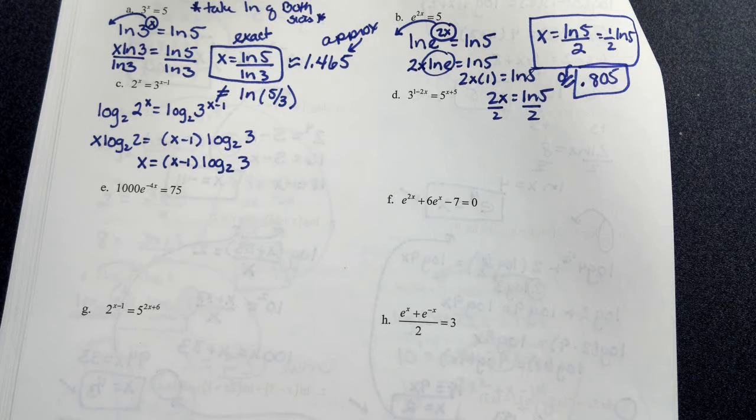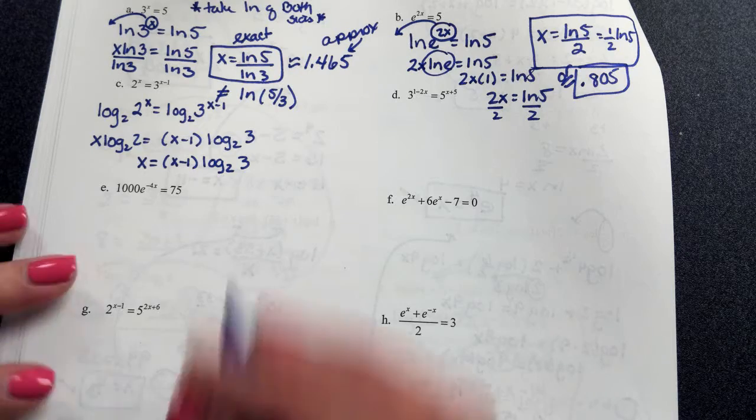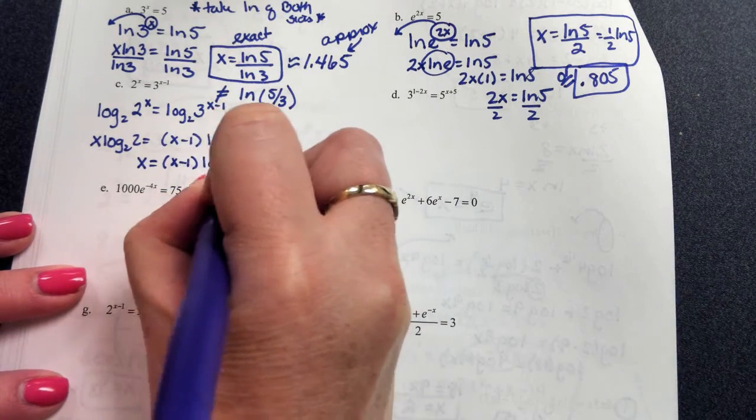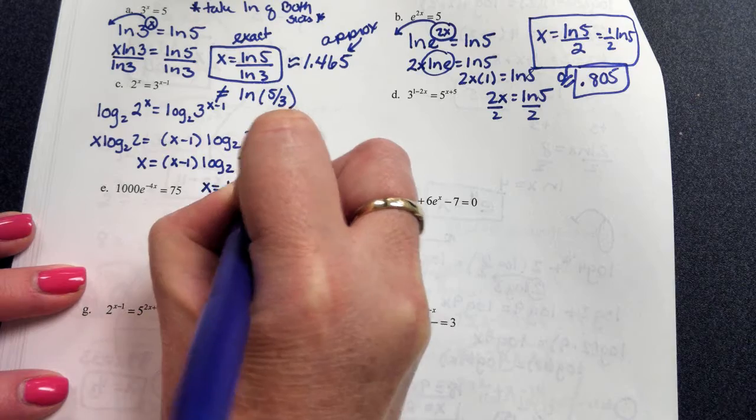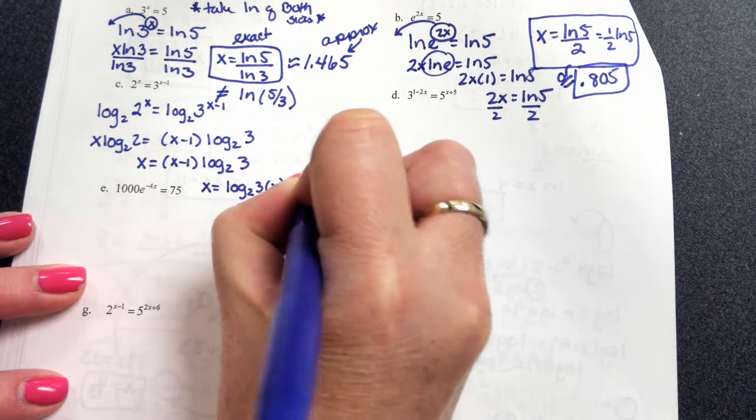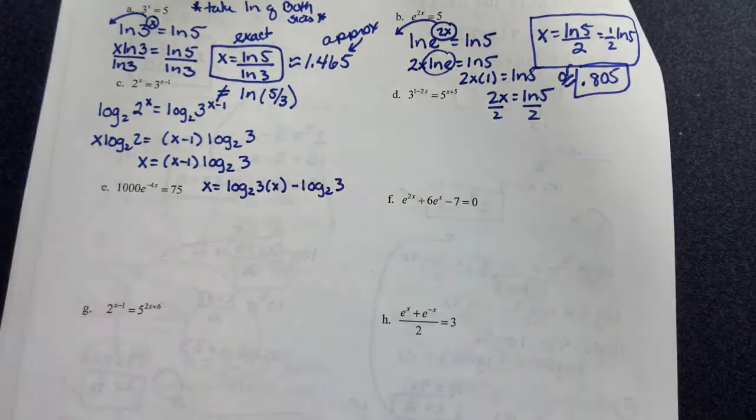So any thoughts on what we would do? If this was just a number 3, what would your instinct be? You would simply distribute. So I have x equals log base 2 of 3 times x minus log base 2 of 3.